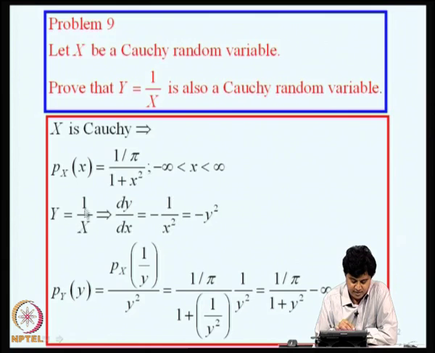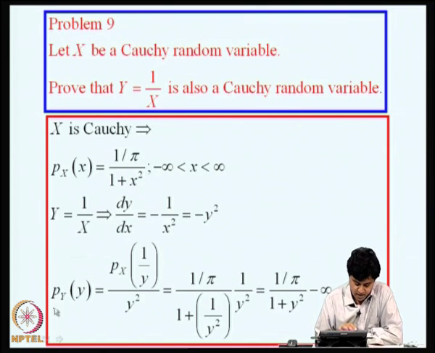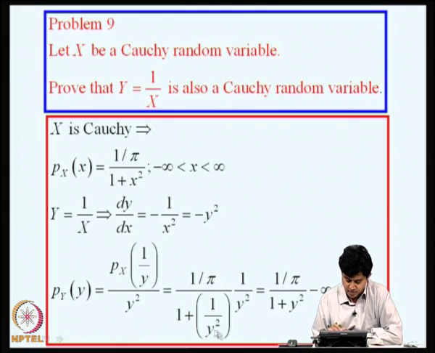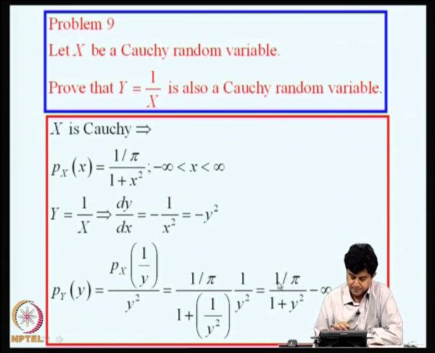Now, we define y equal to 1 by x, and therefore, the gradient is minus 1 by x square, that is minus y square. So, using the rules of transformation of random variables, Py of y is Px evaluated at x equal to 1 by y divided by the absolute value of the gradient, which is y square. Px of 1 by y is 1 divided by pi divided by 1 plus 1 by y square, into 1 by y square, and when you simplify, you get that y is also a Cauchy random variable.